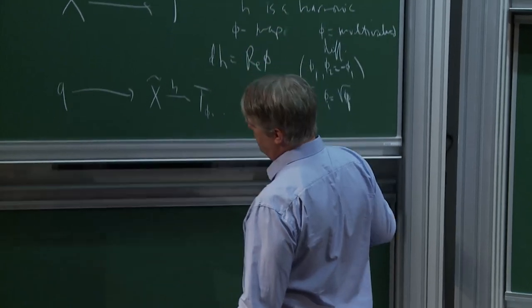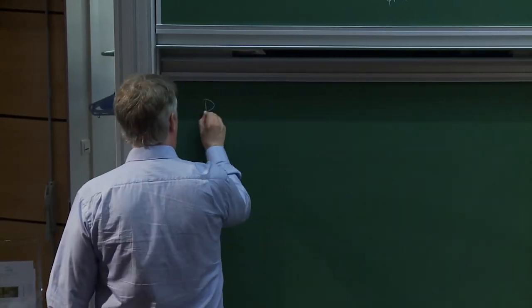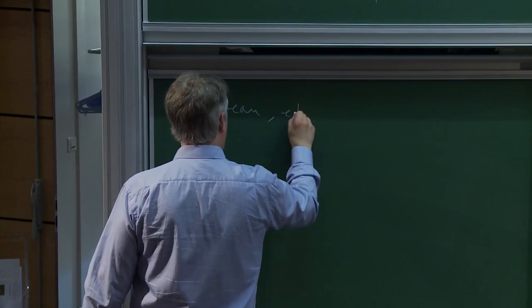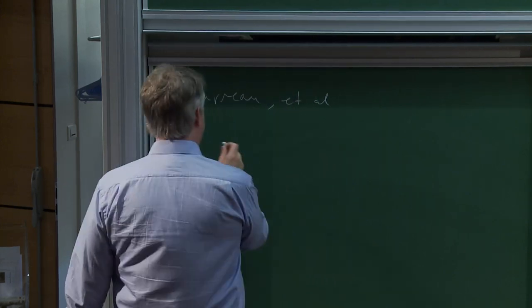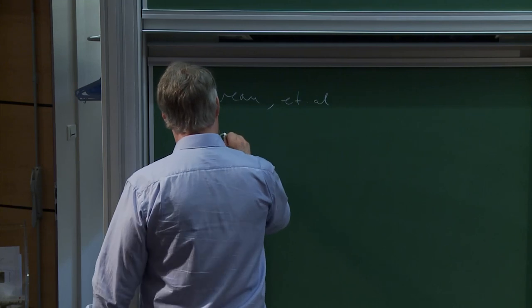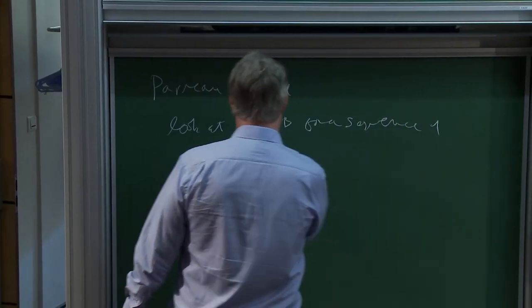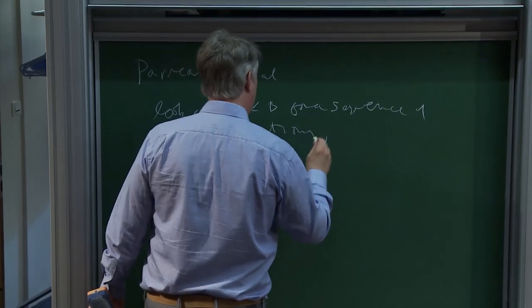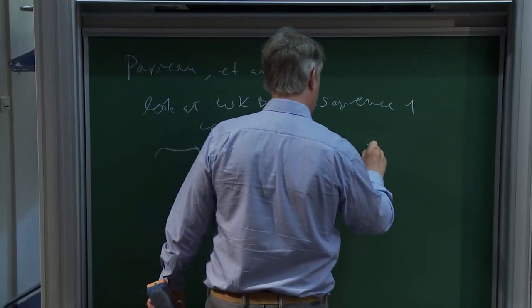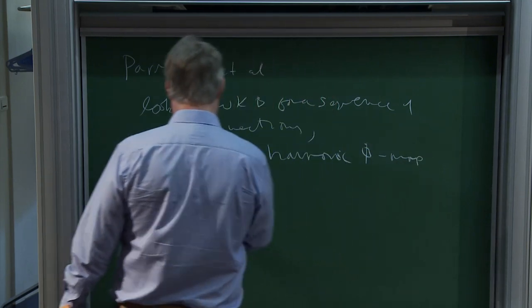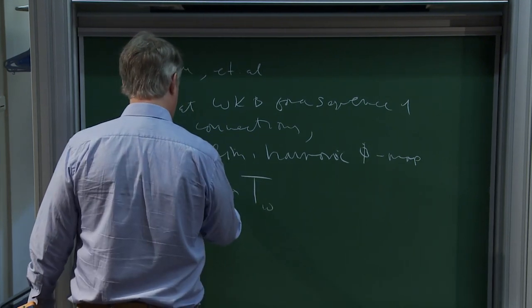And this whole thing fits in, which I don't have time to talk about too much, but it fits into the theory of Perot and so on, which is really going back to the Morgan-Shalen compactification, in fact. Which is going to say that if we look at a sequence of connections, then we're going to get a limiting harmonic phi map, x tilde into some tree T. So let's call this T omega because it depends on the choice of ultrafilter or something like that.